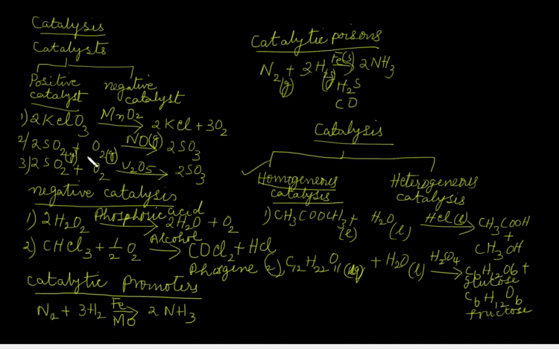I hope you will be able to differentiate catalytic promoters, catalytic poisons, positive catalyst, negative catalyst, give examples for positive catalysis, negative catalysis, and reactions where promoters and poisons act. Hope you will also be able to understand homogeneous catalysis. Next we will take heterogeneous catalysis. We will discuss in the next video. Okay, thank you.